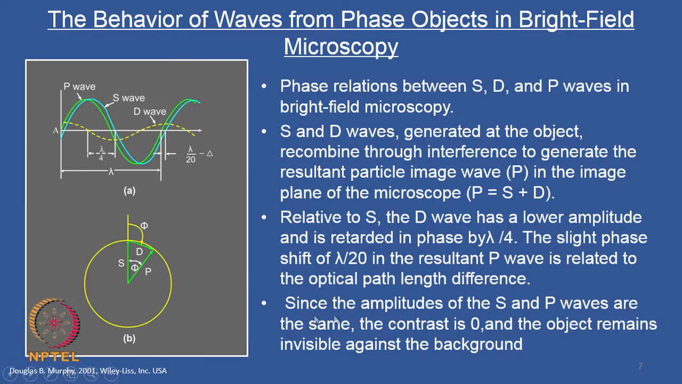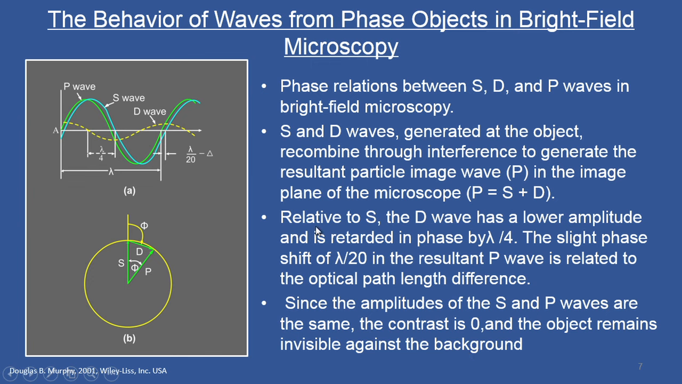So, what we are now talking about is the optical path length difference is lambda by 20 and lambda by 4 and so on. So, now since the amplitudes of the S and P waves are the same, the contrast is 0. Please remember, we are now talking about the phase objects and how they will appear under the bright field illumination. Since the amplitude of the S and P waves are the same, the contrast is 0 and the object remains invisible against the background.